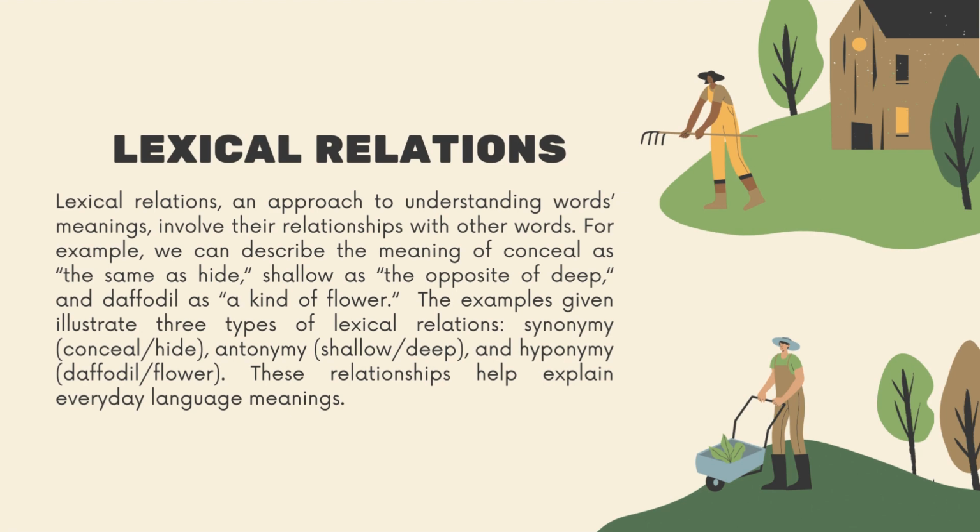Lexical relations. Lexical relations, an approach to understanding words' meanings, involve their relationships with other words. For example, we can describe the meaning of conceal as the same as hide, shallow as the opposite of deep, and daffodil as a kind of flower. The examples given illustrate three types of lexical relations: synonymy, conceal, hide; antonymy, shallow, deep; and hyponymy, daffodil, flower. These relationships help explain everyday language meanings.